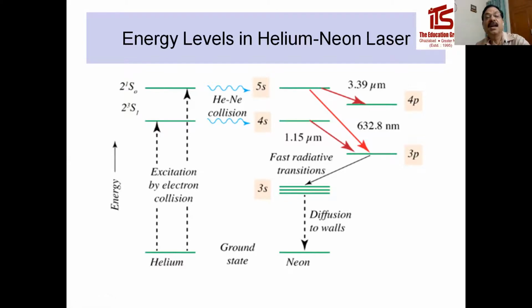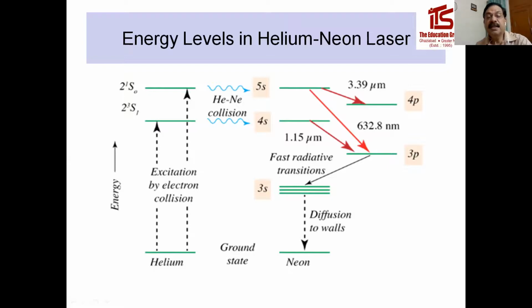collisions excite helium atoms from the ground state to the higher energy excited states. Among them, the 2,3s1, here in this diagram, this is 2,3s1, and this one is 2,1s0, are long-lived metastable states, and the 5s2, here 5s2, and 4s2 levels of neon.